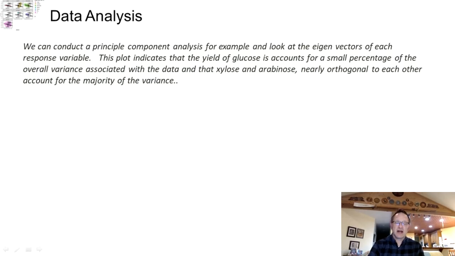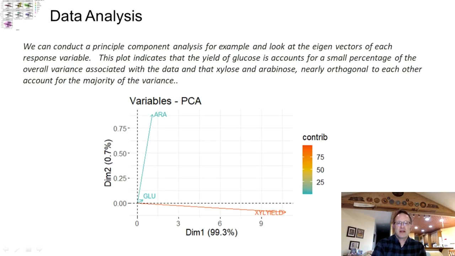So the other thing we can do, and this is more just an aside, this is more of a deep dive, we can do a principal component analysis and look at the eigenvectors of each response. And what that does is it isolates the variables. It looks for the maximum variance in the data set relative to the treatments. And so when I plotted that, these vectors correspond to the magnitude of the contribution.